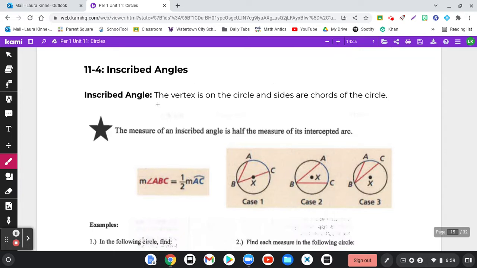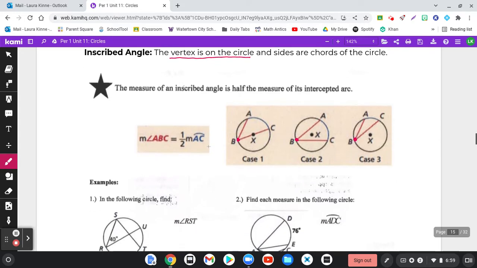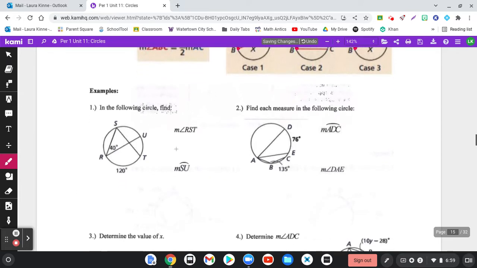Inscribed angles means that the vertex is on the circle and the sides are chords of the circle. So if you notice, the vertex for each of these angles down here is on the circle. The measure of that angle is equal to half of the intercepted arc. So angle B would be half of whatever AC is. So if AC is, say, 60 degrees, then this angle would be 30. And that's it. So let's take a look at a few examples.